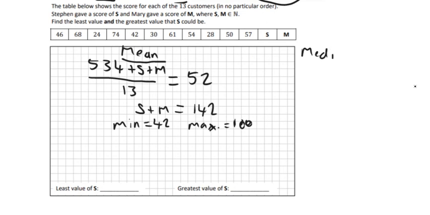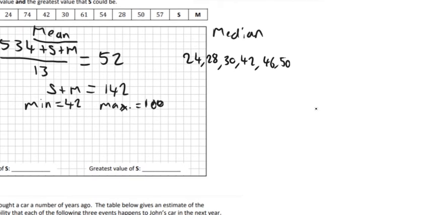If you look at the median, so if you're to put all of those numbers in order, apart from the S and the M again, you'd get 24, 28, 30, 42, 46, 50, 54, 57, 61, 68, and 74. So that's all of them in order, but obviously you've got the S and the M as well that you need to put into that list somewhere.